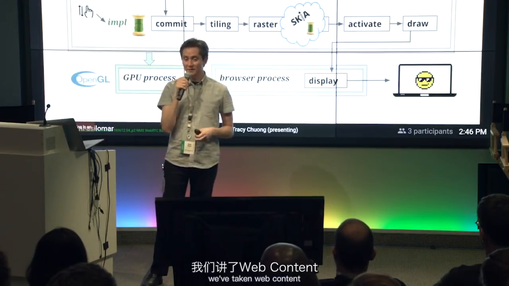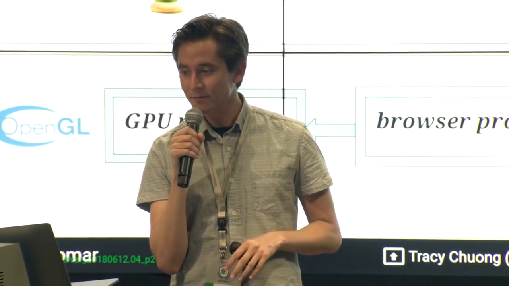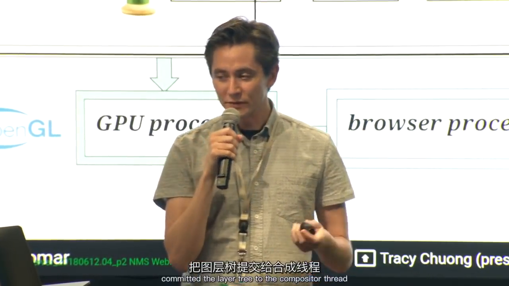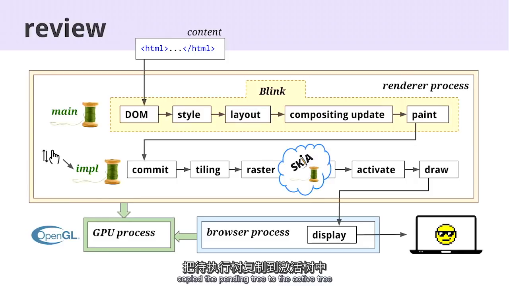So a quick recap. We've taken web content, built a DOM tree, resolved styles, updated layout, created compositing layers, painted the layers into display item lists, committed the layer tree to the compositor thread, broken the layers into tiles, rastered the tiles on worker threads, copied the pending tree to the active tree, drawn the tree into quads, and submitted the quads to the browser process, and displayed them as pixels on the screen. Raster and display run GL through the GPU process, and input events for scrolling and zooming can update layers on the compositor thread while the main thread is busy.